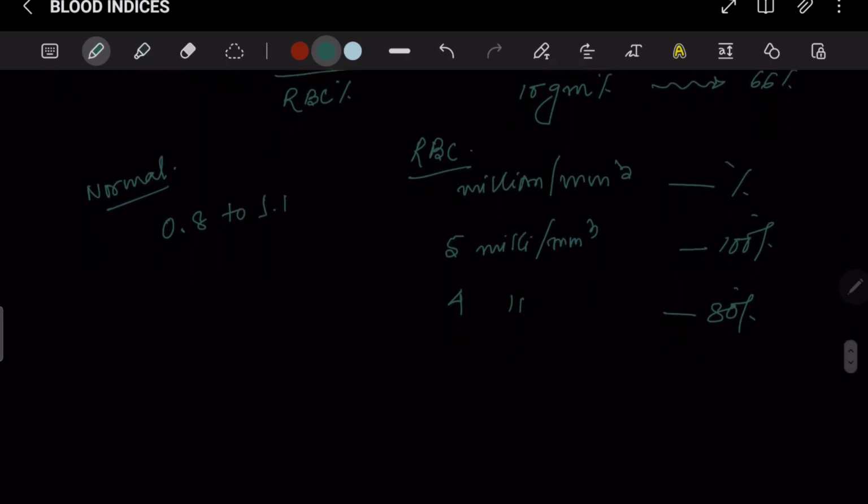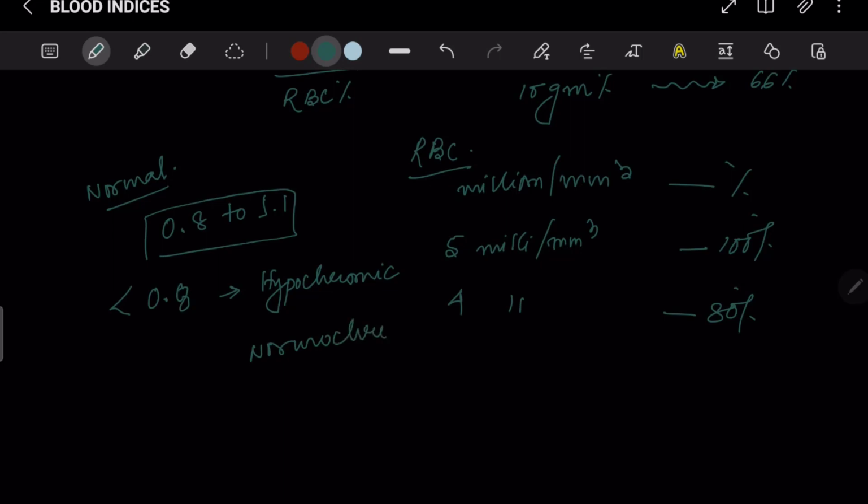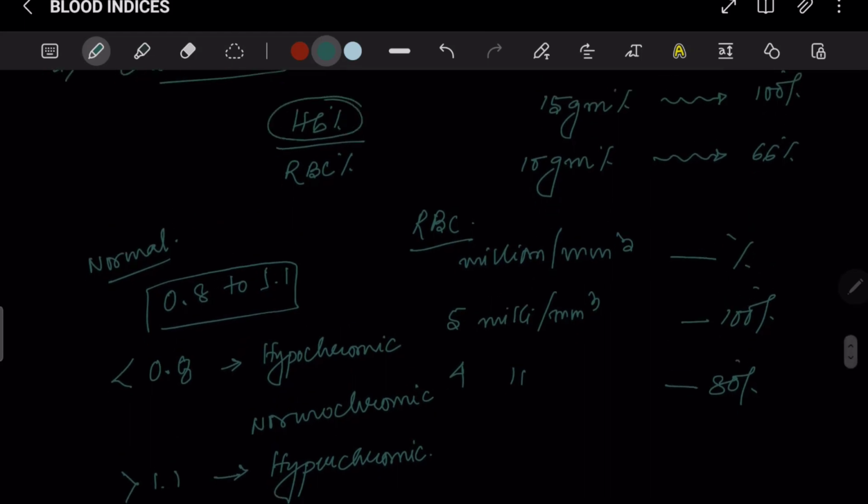Now, if a patient has a color index less than 0.8, he or she is said to be hypochromic. If in the normal range, then known as normochromic. If more than 1.1, it is known as hyperchromic. Now, hyperchromic condition is not usually seen because, you imagine, the concentration of hemoglobin doesn't increase in any case. Thus, hyperchromic condition is not seen. But these two conditions can be seen.